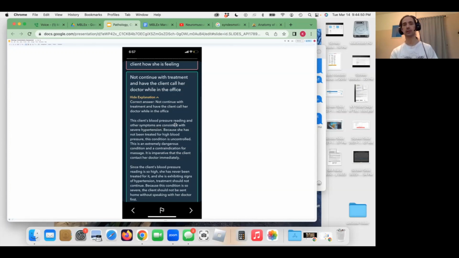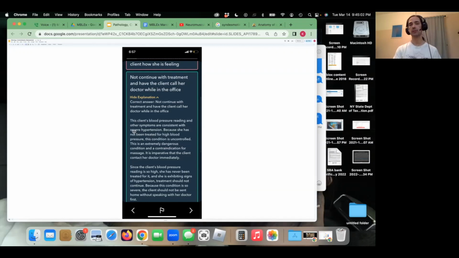So the client's blood pressure reading and other symptoms are consistent with severe hypertension. What is hypertension? High blood pressure? Exactly. Because she has not been treated for high blood pressure, this condition is uncontrolled. This is an extremely dangerous condition and a contraindication for massage. It is imperative that the client contact her doctor immediately.